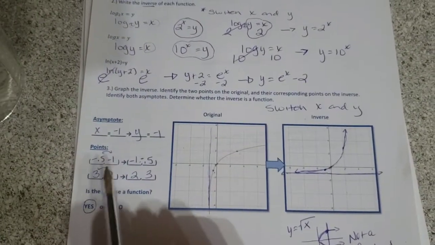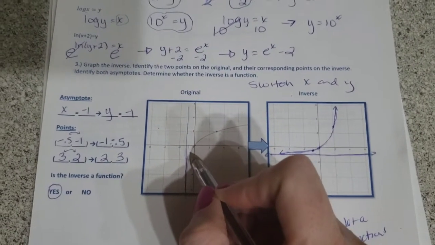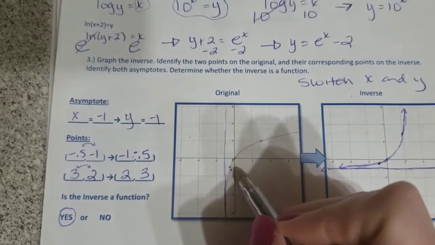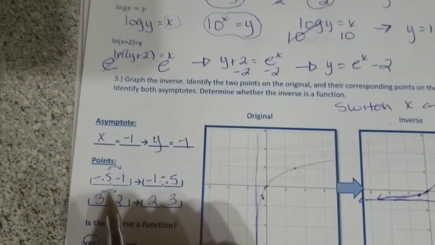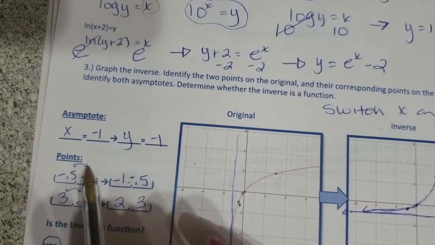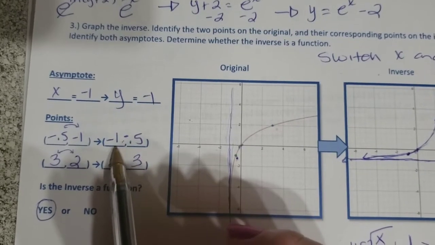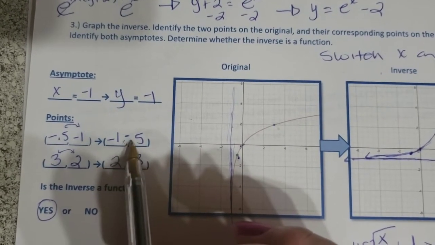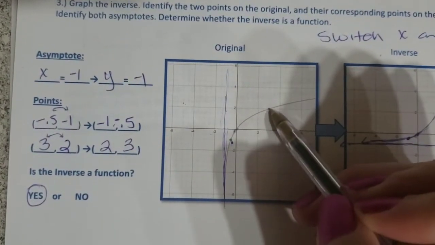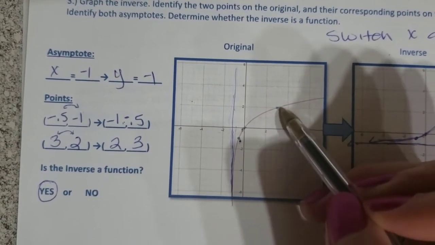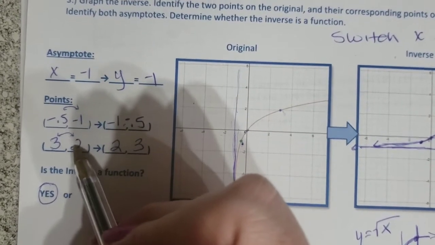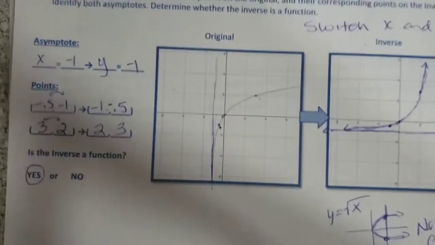So now my points. I identified a point right here at -0.5, so -1/2, -1. In order to find the corresponding point on the inverse graph, I just switched my x and y. So my new point for the inverse is -1, -0.5. Now my second original point is over here at 3, 2. I switch my x and y, and I end up with 2, 3.